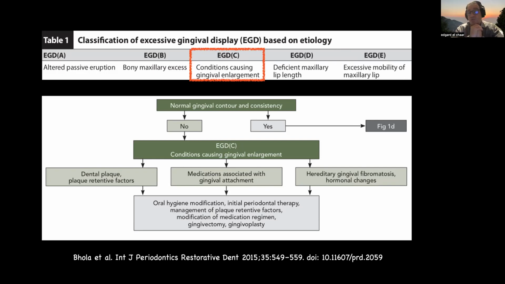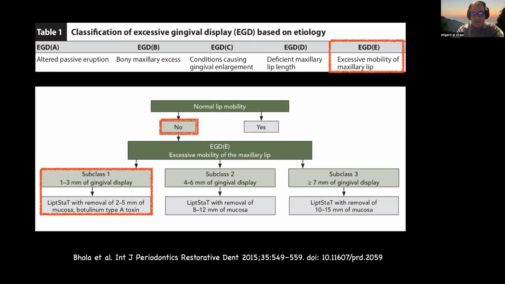And that brings us to a deficient maxillary lip length and excessive mobility of the maxillary lip. I'm going to focus on this one. You need to look at how much exposure of the gums you have, whether with normal or non-normal lip mobility. Usually, 1 to 3 millimeters of gingival display with short teeth, then we treat it as an altered passive eruption.